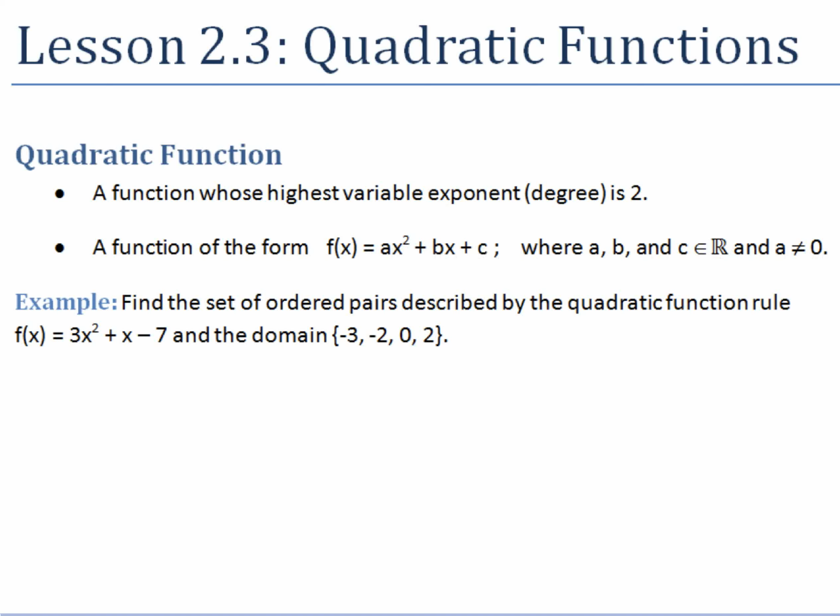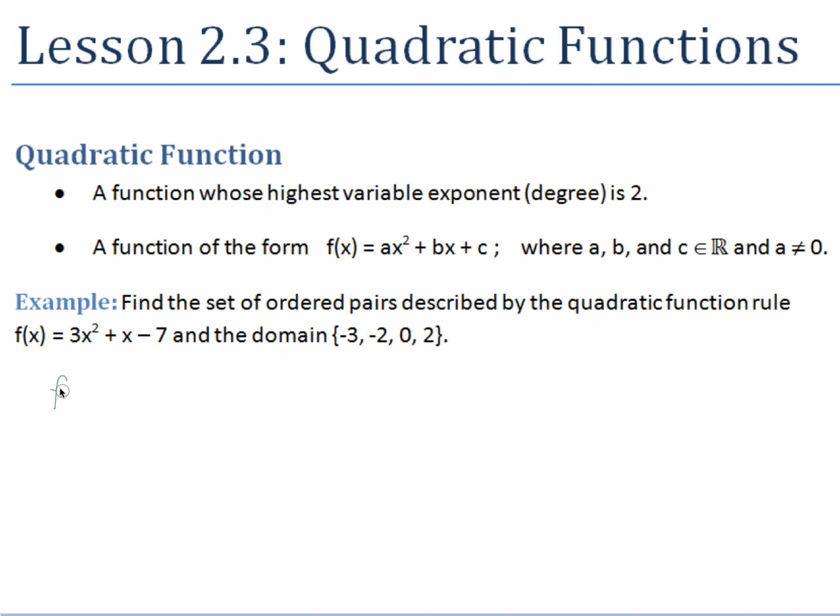So here's a little example for us. Find the set of ordered pairs described by the quadratic function rule f(x) = 3x² + x - 7, and the domain -3, -2, 0, 2. All we need to do here is plug our domain into the function.